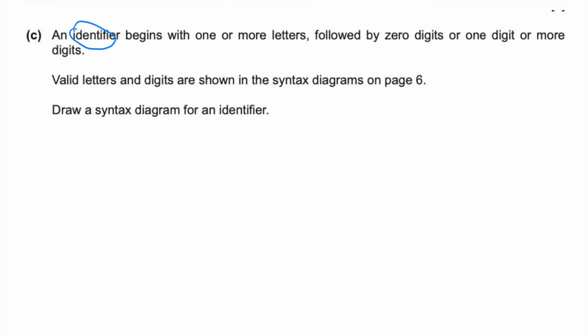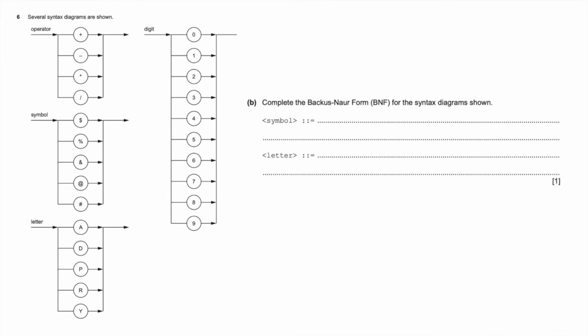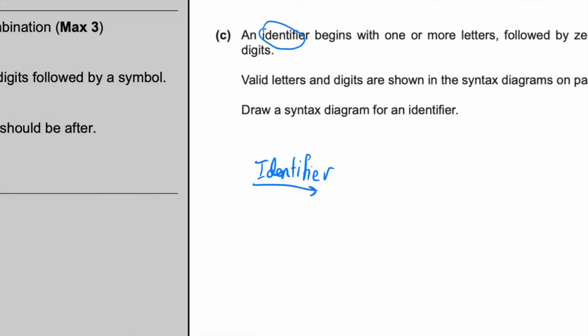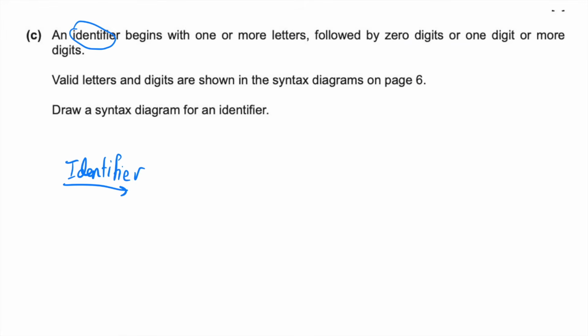So we can have one or more letters. So I guess we'll draw something like this, identifier. For drawing a syntax diagram for a particular string, we can have identifier. And we kind of want to look at our example right here, right? So identifier, and then we've got letters, digits. Okay, cool. So identifier, and then we're going to have a letter. But we can have one or more letters. So we're going to draw this right here, and we can draw our little loop symbol.